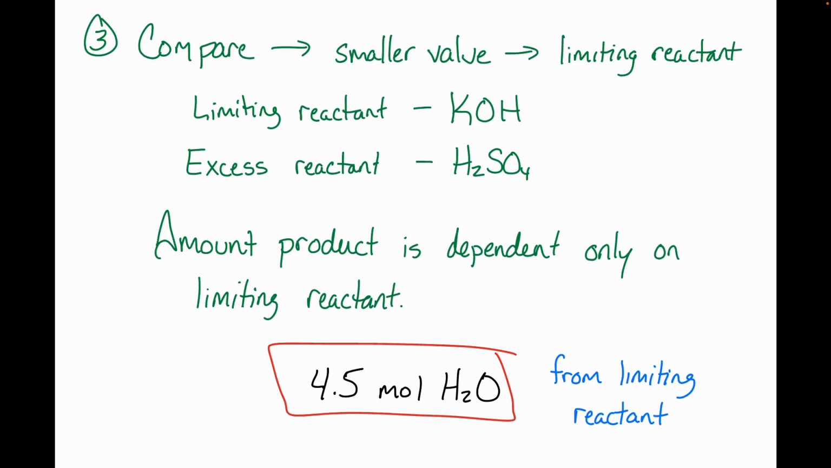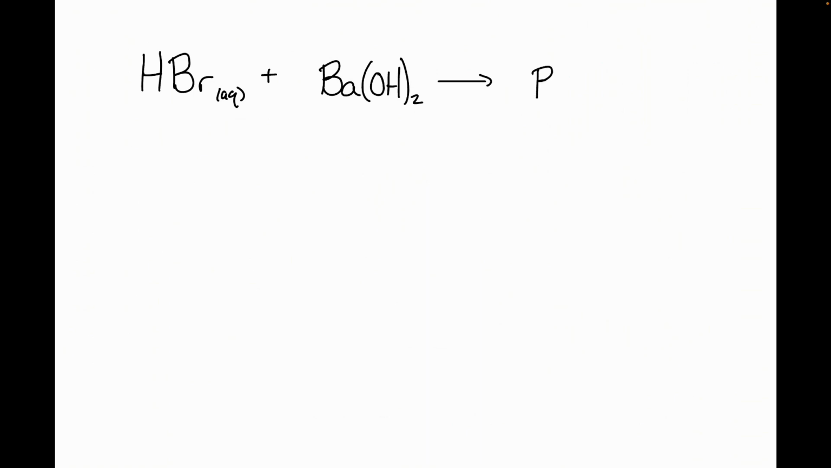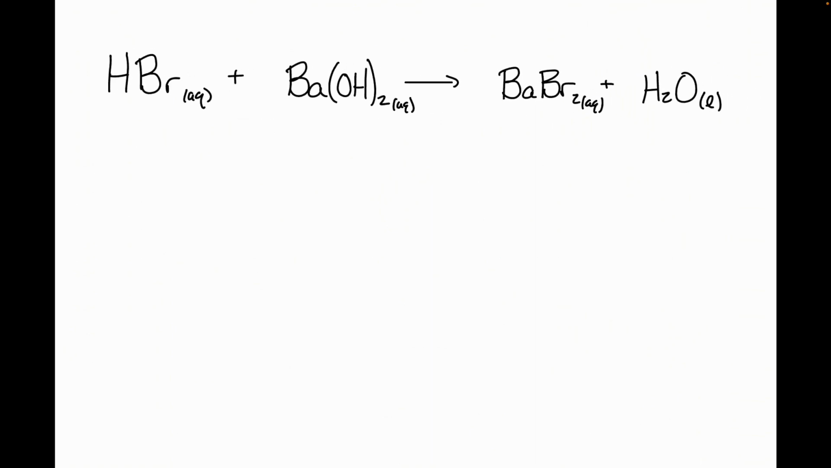All right, so let's do another one here. We're going to roll together everything that we discussed here. First, our acid-base reaction. We're going to take HBr and mix it with barium hydroxide to produce barium bromide and water. Okay, so step one is to balance our chemical equation here.